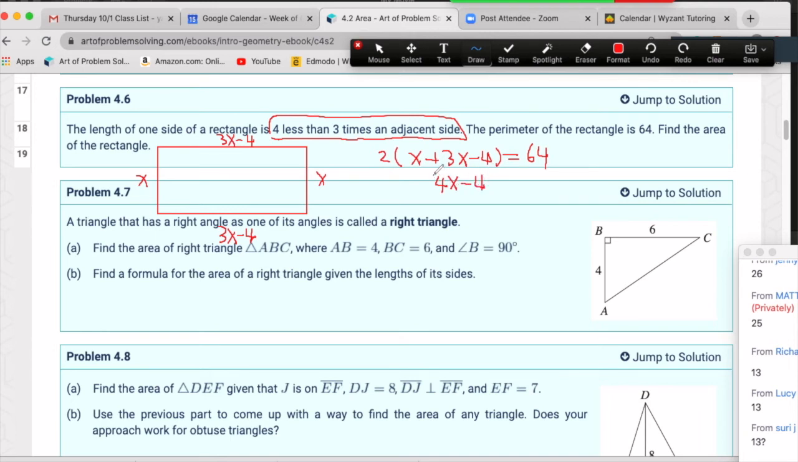Both sides, you can divide by 2. Then you get 4x minus 4 equals 32. Then you can take this 4, and on both sides add 4. You get 4x equals 36. Then divide both sides by 4, and you get x equals 9.